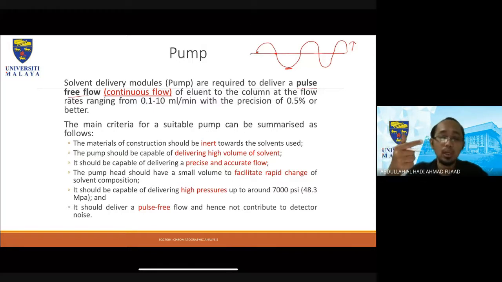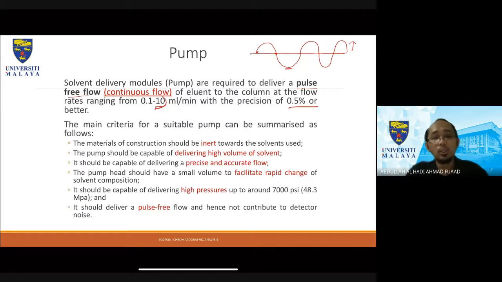Having a good flow rate is a must for that particular company. So: continuous flow to the column at flow rates ranging between 0.1 to, well, it doesn't have to be 10 mL per minute, with precision of 0.5% or better. Again, the upper and lower limits depend on the system that you're using.